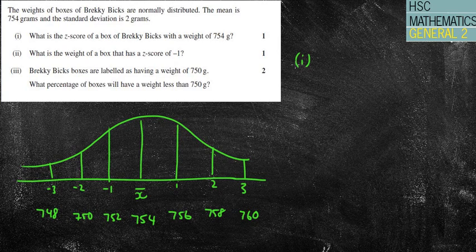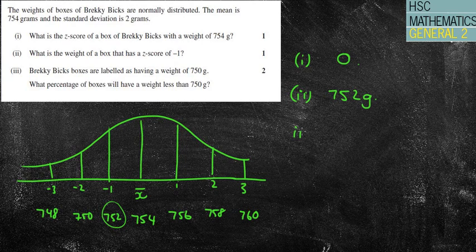Question 1 says, what is the z-score of a Brekkie box that has a weight of 754? Well, that has a z-score of 0 because it's exactly the mean. Part 2 says, what is the weight of a box that has a z-score of -1? Well, that'd be 752 grams.